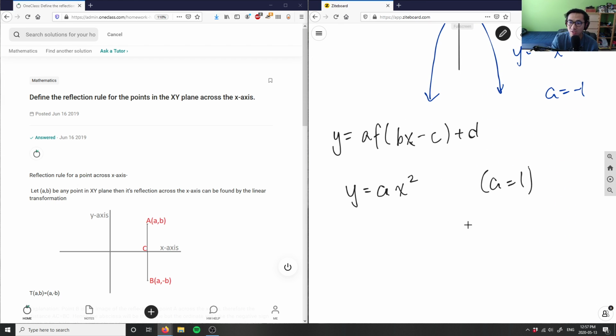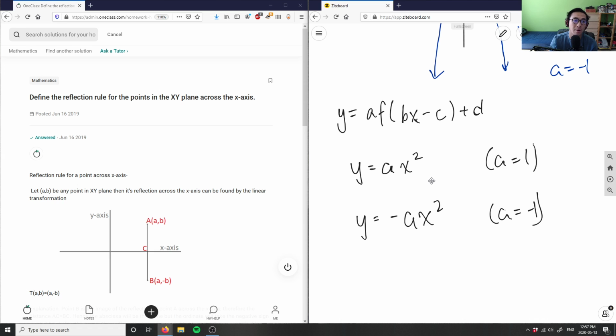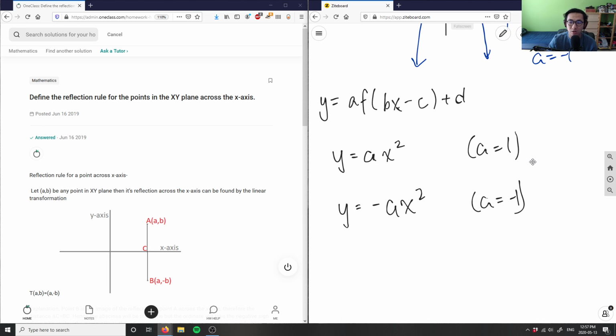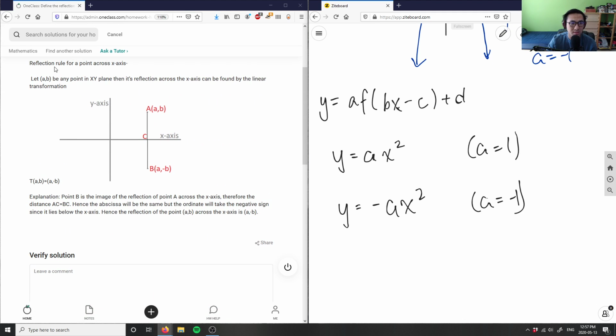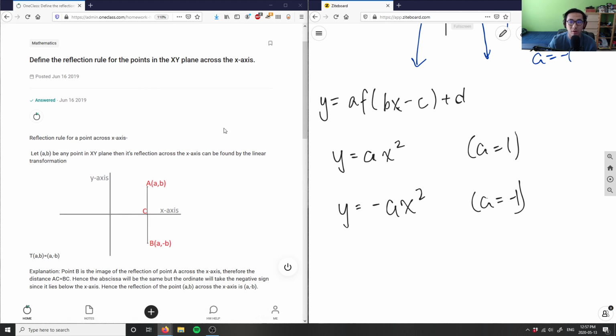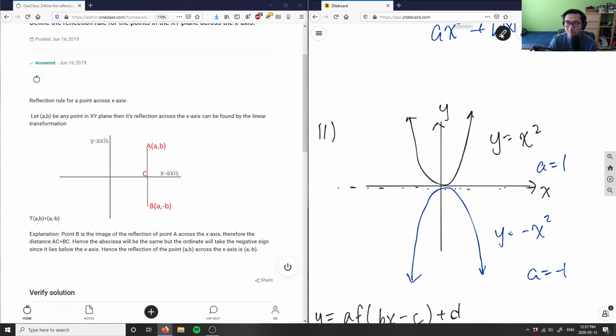If I want a reflection along the x-axis, I would make a equal to -1, right? So this here would be -1, and I would get this bottom guy here. So if I want a rule, I'm simply changing the sign of my a value to reflect a function along the x-axis. So this solution says reflection rule for, oh, it's a point. Sorry, this is a point for an x and y axis. I did it for a function, but this would actually be the same thing as well.